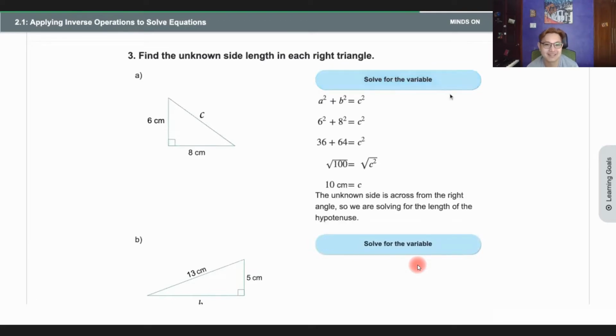So, plus 8 squared equals c squared. And then you put a square root on both sides, and you get c equals 10 centimeters. Hypotenuse.